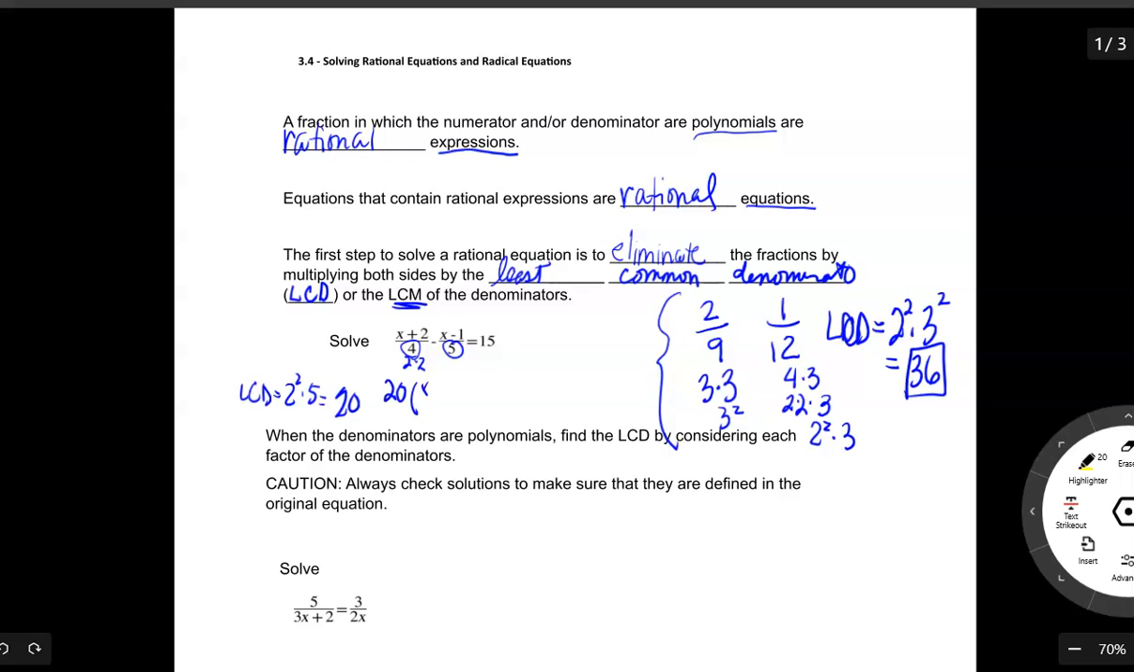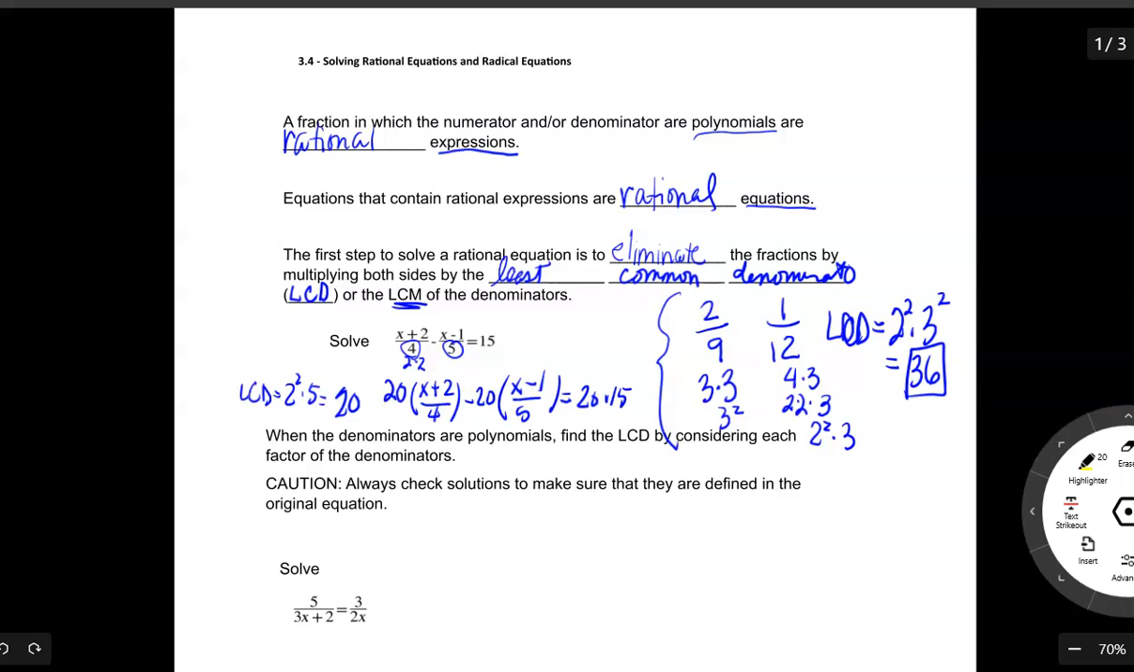I sometimes just think of it as multiplying each of the fractions and each of the whole numbers by 20, and that way I don't forget to distribute. And then I also have to multiply the 15 by 20.